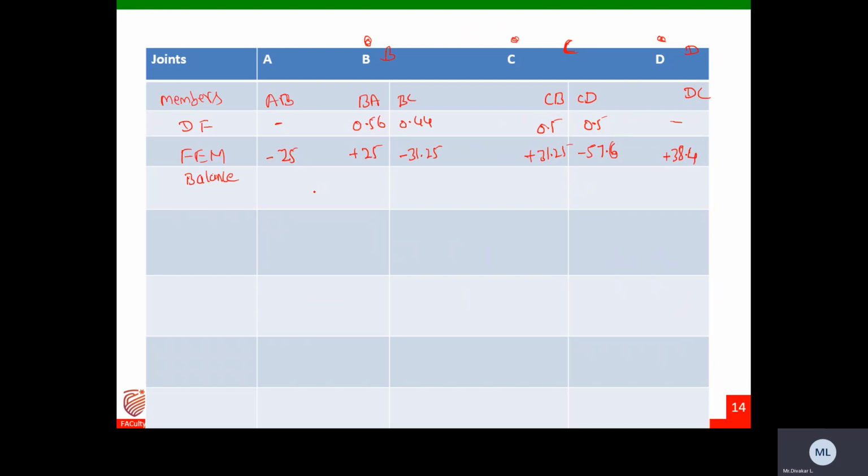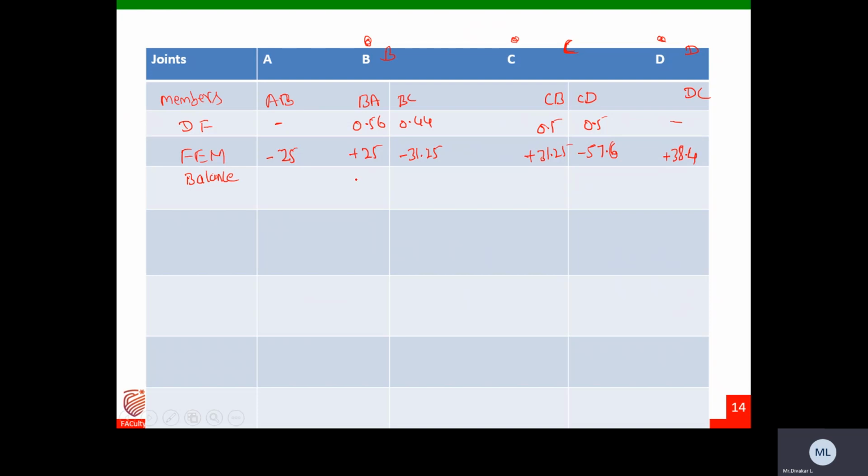How to do the balance? While explaining the previous problem, I told you how to do the balance. Take the summation of the FEMs at the intermediate joints and multiply with the distribution factors. Change the sign. Write down the values.